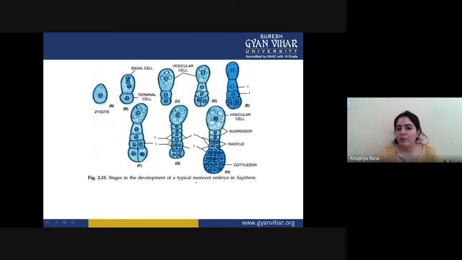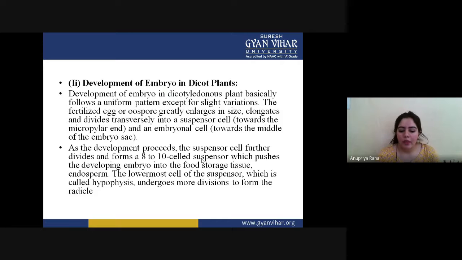And this suspensor cell always grows towards the micropyle end, and in between there will be the radicle, always present towards the suspensor, and the plumule, that will always be present towards the cotyledon. So this kind of developmental phase has to be seen inside the monocotyledon. Now we have to see the developmental phases inside the dicotyledon plant.